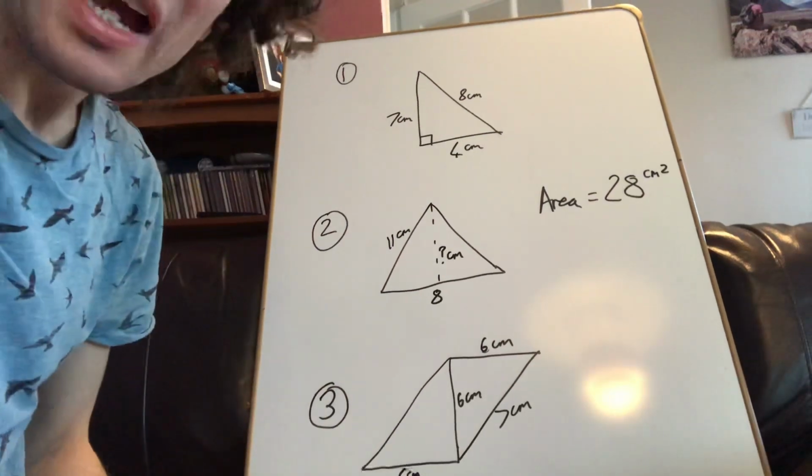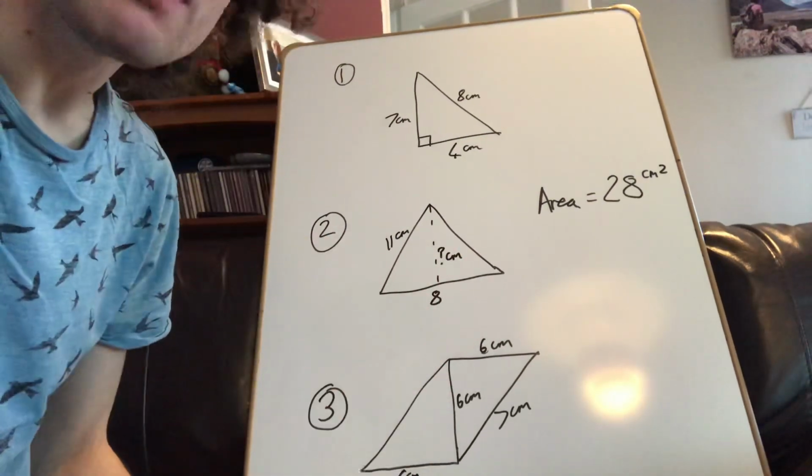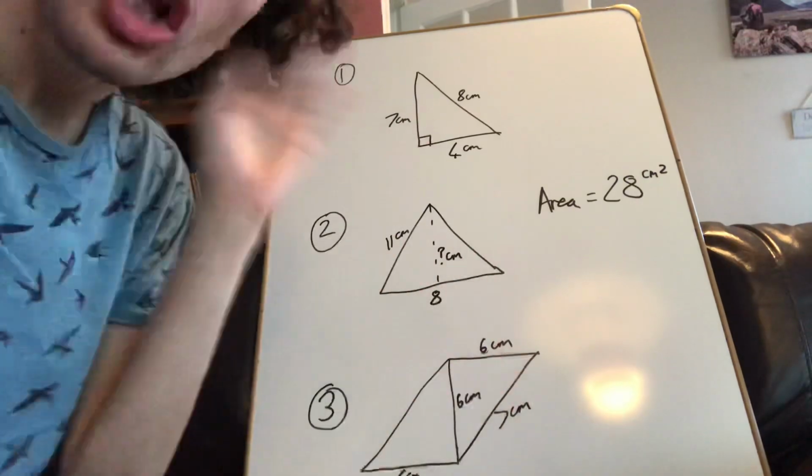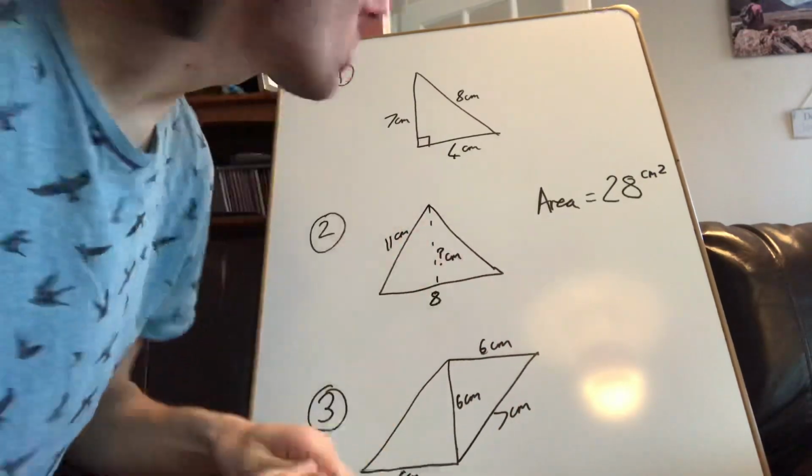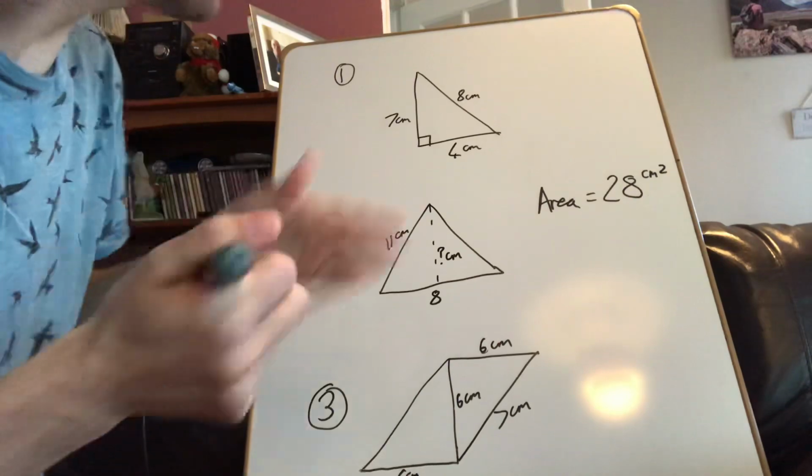Right, maths today, gang. Area of a triangle. You won't be able to see much of me, but I'm not important here. You know what I look like. The maths is important. So, question 1, we're finding the area.